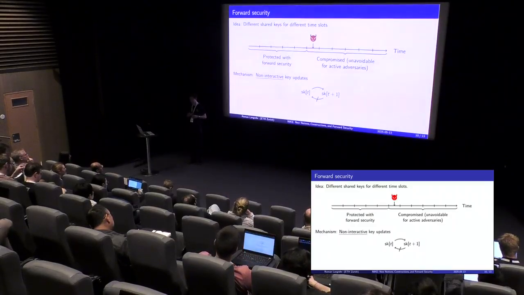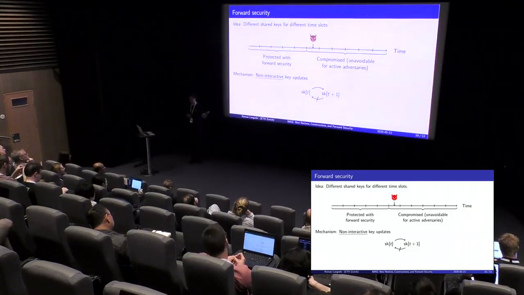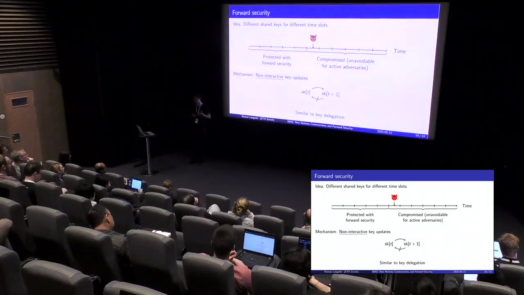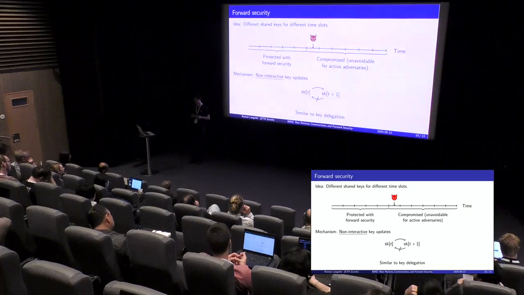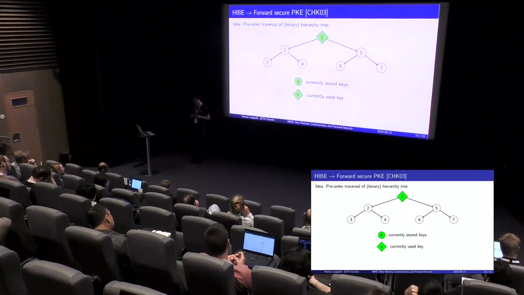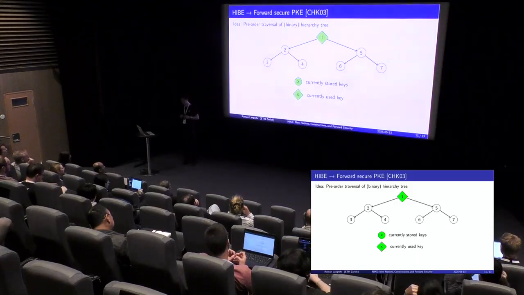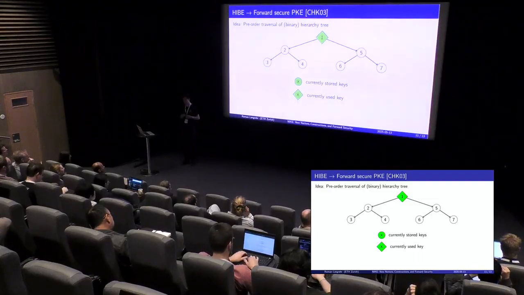So to achieve this, we need some non-interactive key update mechanism so that when we have a secret key for time slot t, we can compute a secret key for time slot t+1, but of course the reverse should be difficult to achieve forward security. And this is very similar to the key delegation in hierarchical IBE or ID Nike. And that was, I think, also the reason why Canetti, Halevi, and Katz discovered the following very elegant construction of forward secure public key encryption from HIBE.